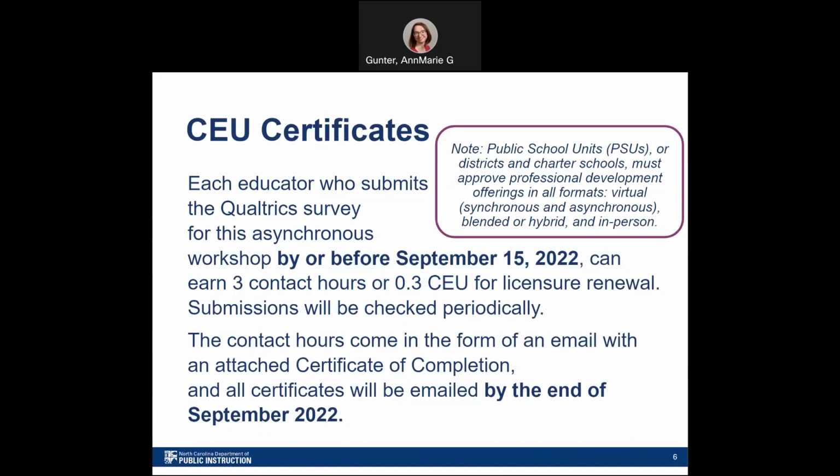Always note, public school units, or PSUs, which means our districts and charter schools, must approve professional development offerings in all formats, whether they're virtual like this, asynchronously or synchronously, blended or hybrid, or even in person. So be sure you get that approval based on what you need to do for your PSU.